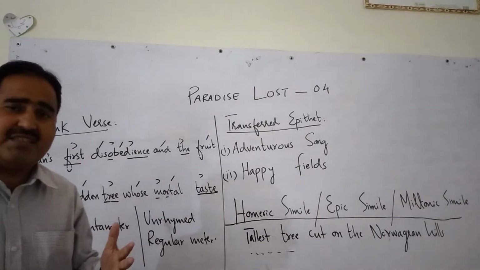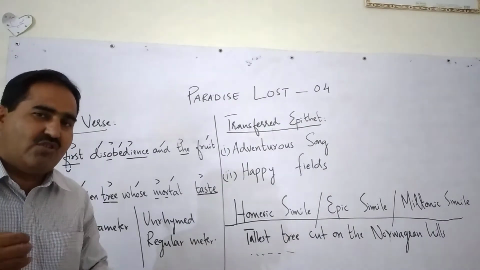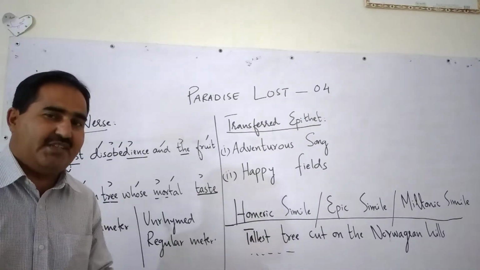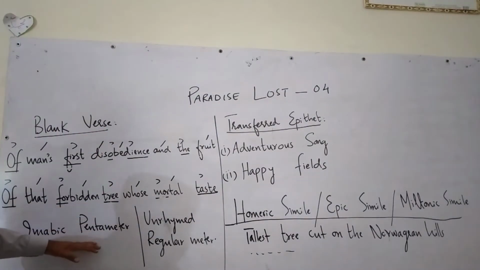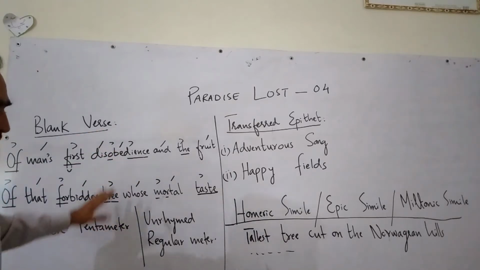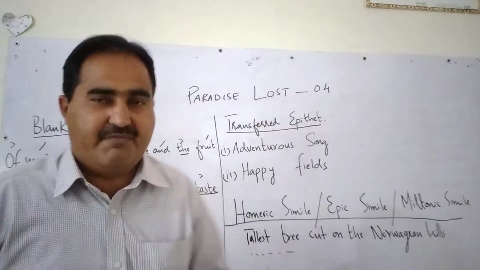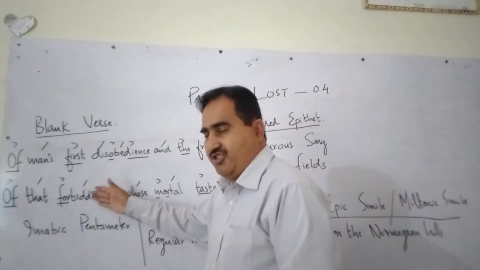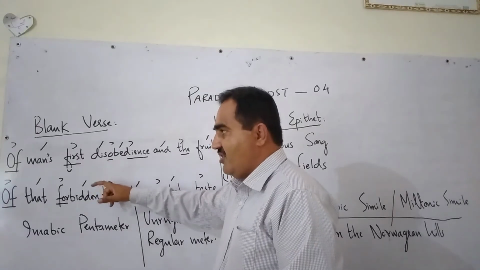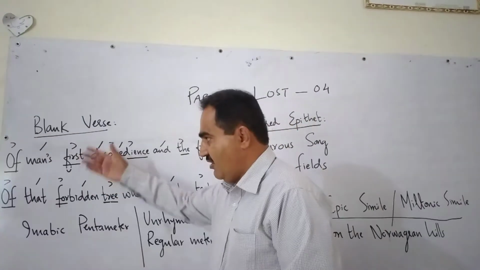Unstressed is a syllable in which you don't have to put out an extra force and you don't emphasize, and there is no intonation. So this is what makes it blank verse. The entire epic Paradise Lost is in the form of blank verse, and this blank verse is not a new form of poetry. In fact, Marlowe and Shakespeare had written in this blank verse, and Milton also experimented with it. I hope this is clear.